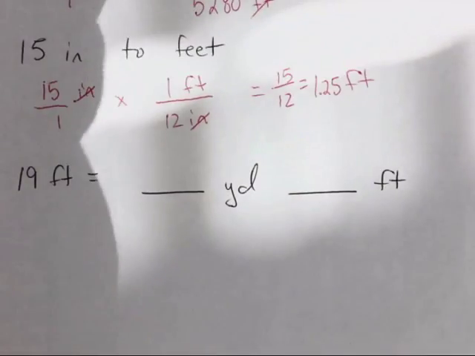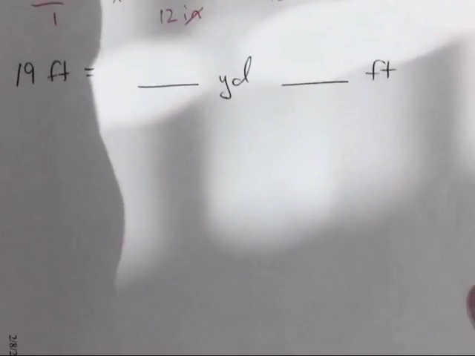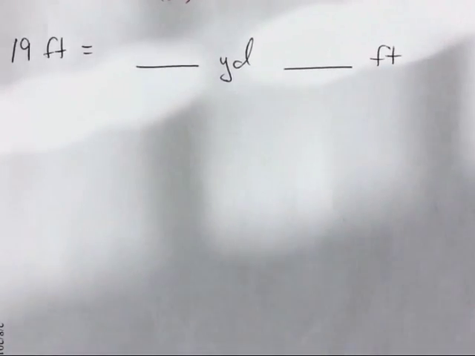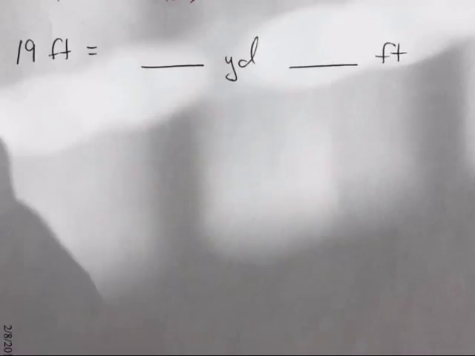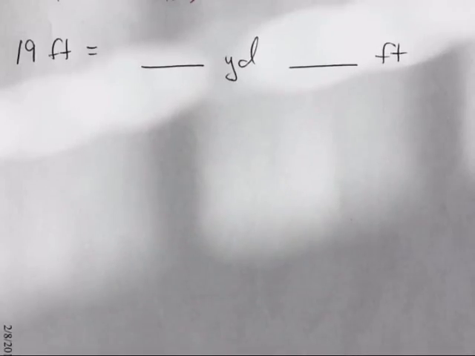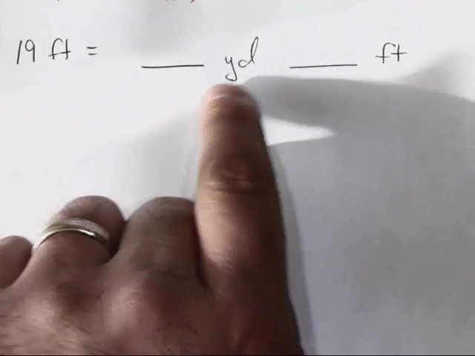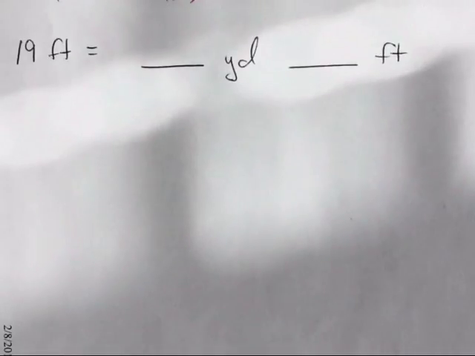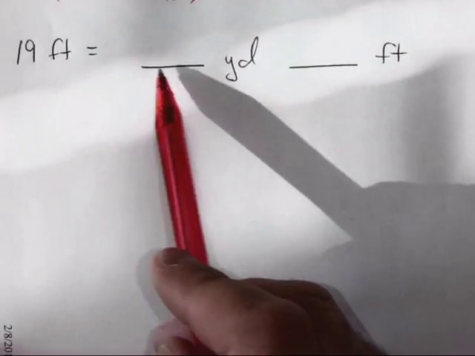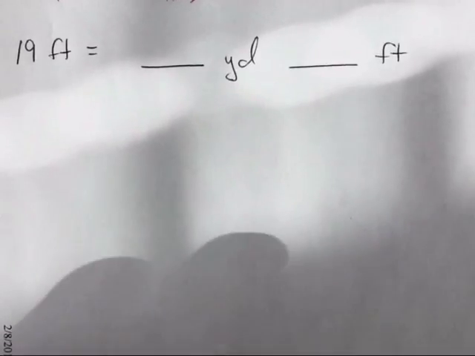So here is somewhat of a different problem. Got a weird glare on my paper from the sun, but I think you guys can still see it. So it says 19 feet equals how many yards and then how many feet. So this is a particular problem where a decimal answer would not be acceptable. They essentially want whole units in both yards and feet. So to do that, we want to use long division. So we are converting to yards initially, right?